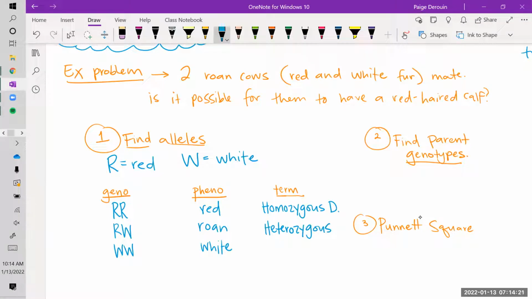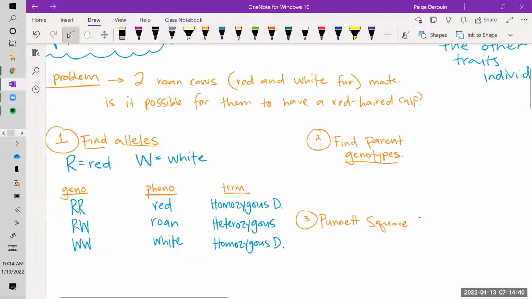And then two capital letters, this is also homozygous dominant. If you had two lowercase letters, it would be homozygous recessive. Two of the same and small would be recessive.